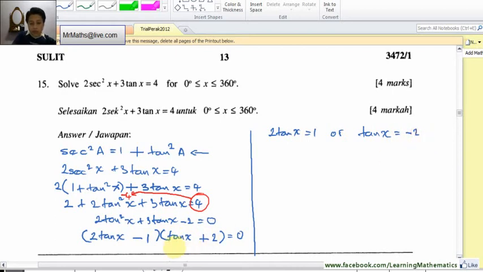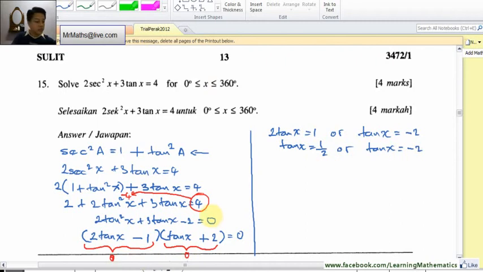Because if either one of these is 0, either this one is 0 or this one is 0 or both. Okay, so either one of these is 0, so that means it's either 2 tangent x equal to 1 or tangent x equal to minus 2. So this becomes tangent x equal to 1/2, or this one remains tangent x equal to minus 2.